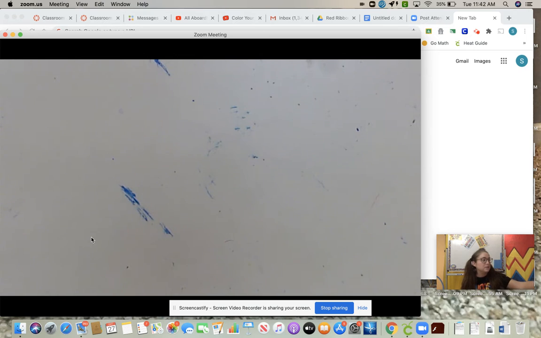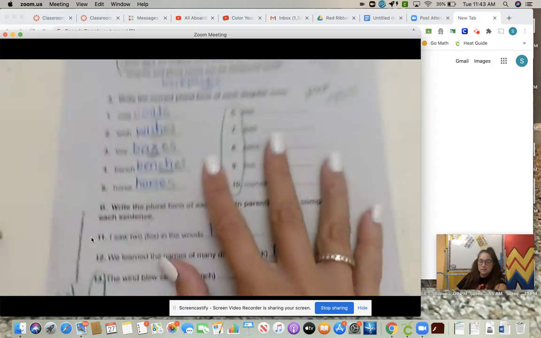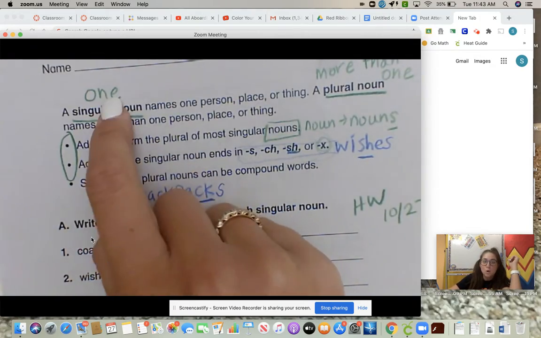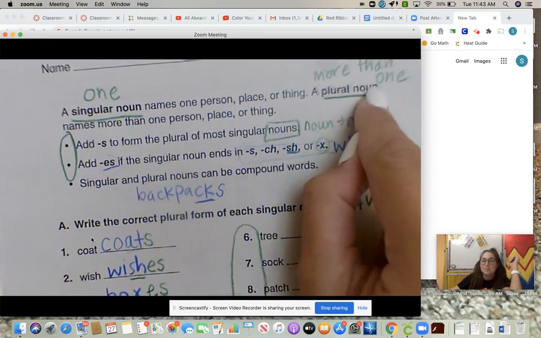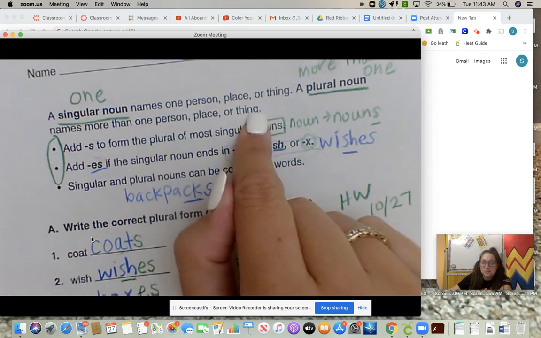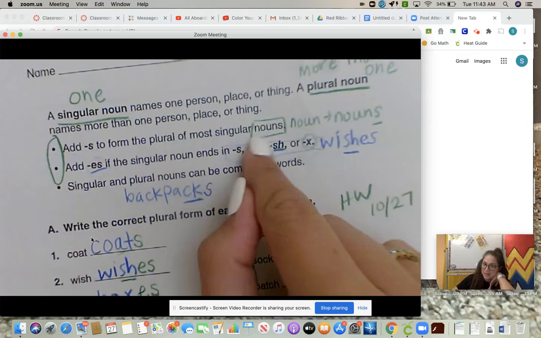Then we worked on grammar. So grammar packet weeks 10 and 11. And we turn to the back cover, page 31. So we talked about that a singular noun is only talking about one person, place, or thing. A plural noun talks about more than one person, place, or thing. So you need to add S to the majority of plural nouns.